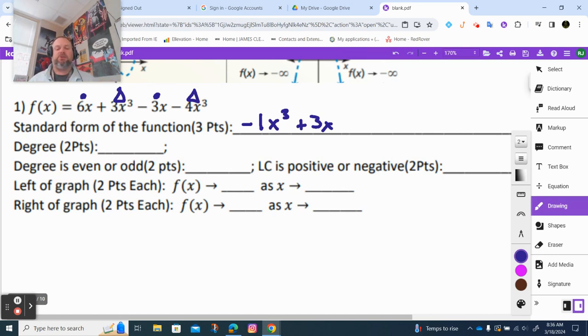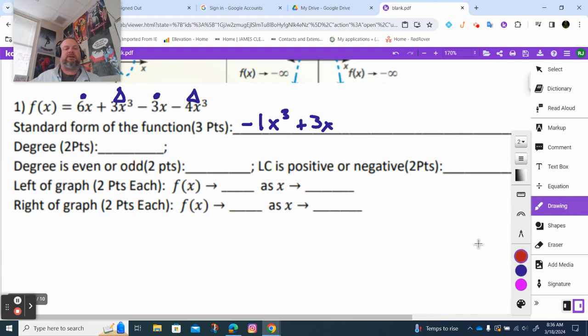I think this is from two years ago when I taught this in the fall, and they had to do standard form, degree, terms, and all this all at once. When we had a little bit more time, we were pushed up against spring break. We didn't have time to get this in, and I didn't want to rush. All right.